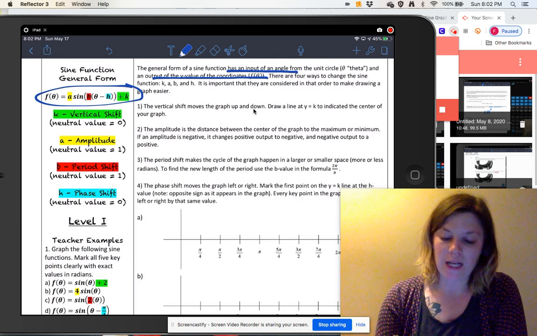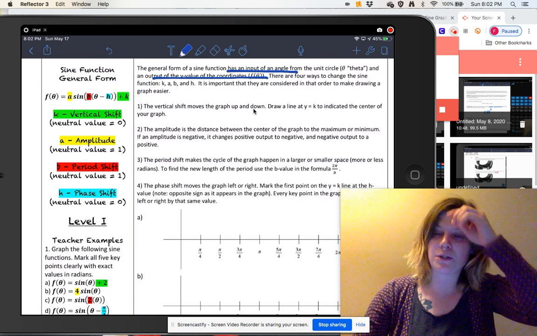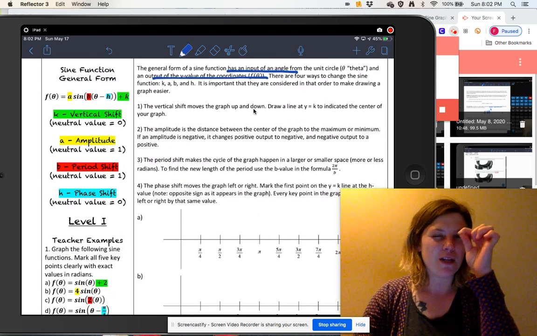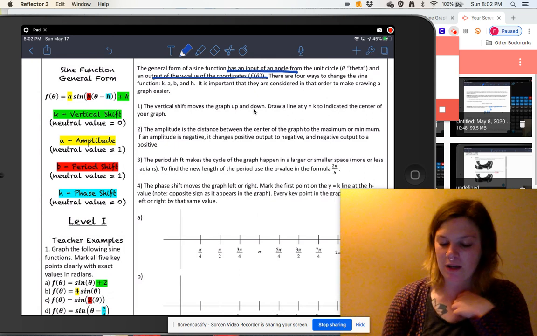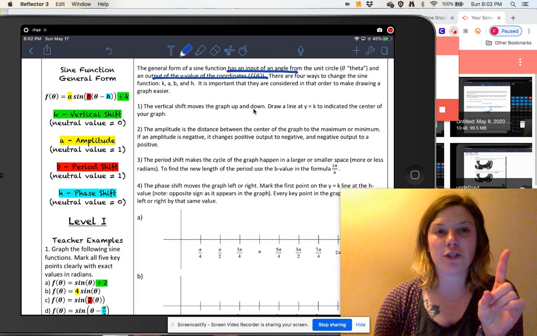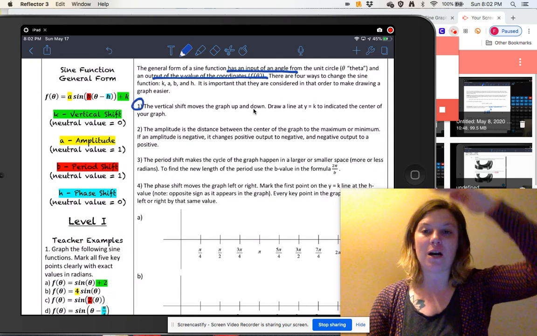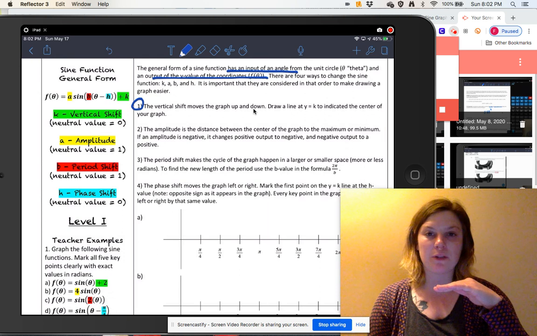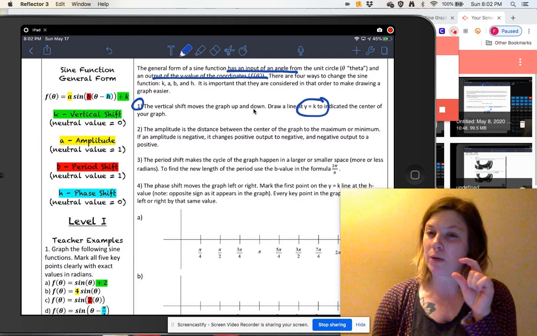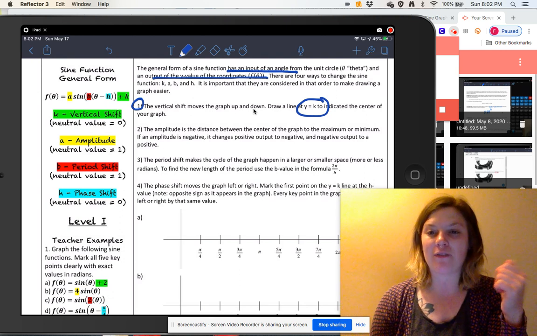There are 4 ways to change the sine function so that it looks different than the one we just drew. And the ways that this changes are actually very, very similar to what we've seen before with quadratics. So hopefully you have a little bit of a remembrance of changing the vertex form of a quadratic. Let's start at the beginning. K is the vertical shift. You always want to look at K first. It makes the graph go up and down, just like we saw in our exploration. You want to draw a line at y equals k, or mark the graph, I'll show you what I'm talking about, to indicate where the center of our graph is.